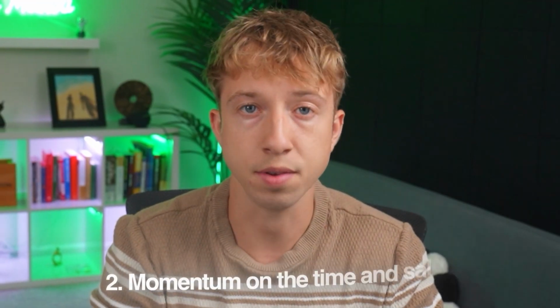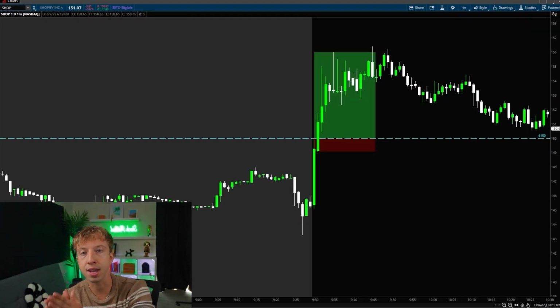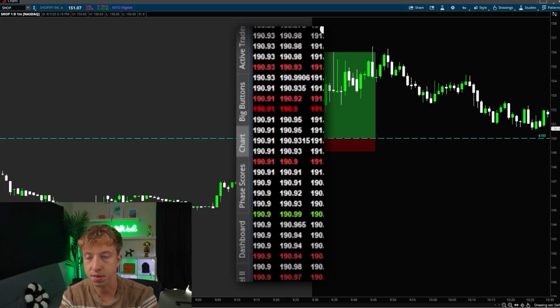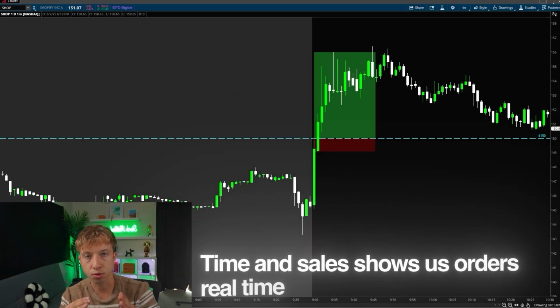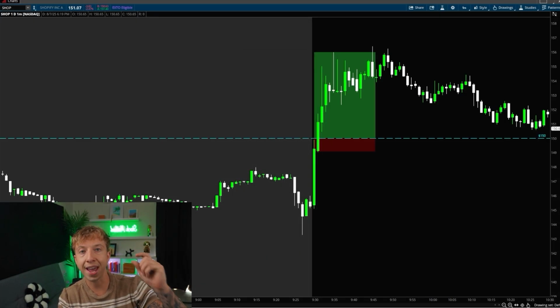And once price action looks good leading up to a key level, I wait for one more thing to happen, and that's momentum on the time and sales. Now, the reason why I don't use any indicators is because I use something called time and sales. And time and sales shows us orders in real time. Orders being executed in real time.